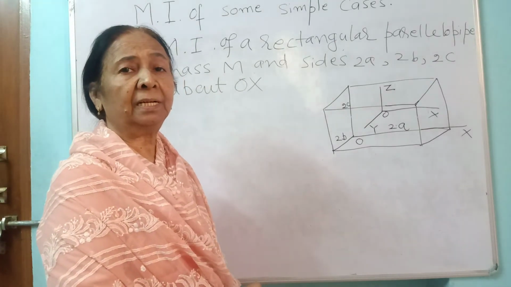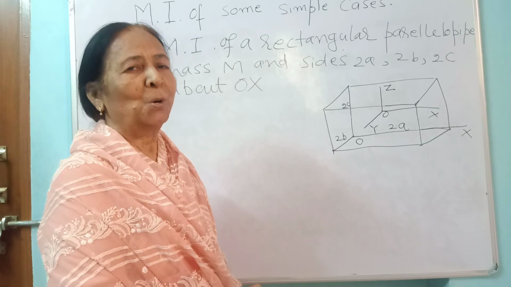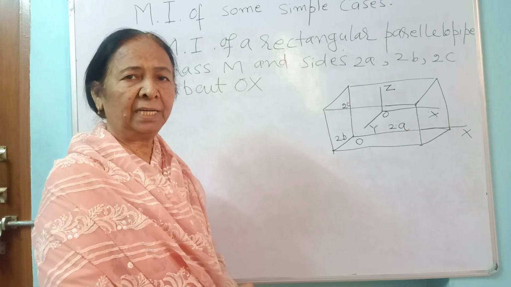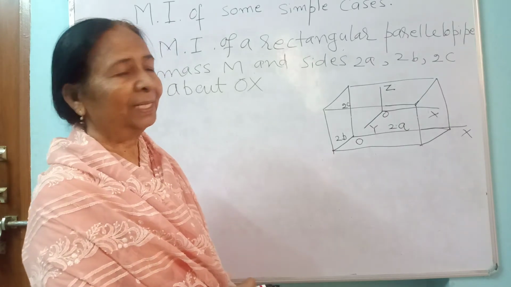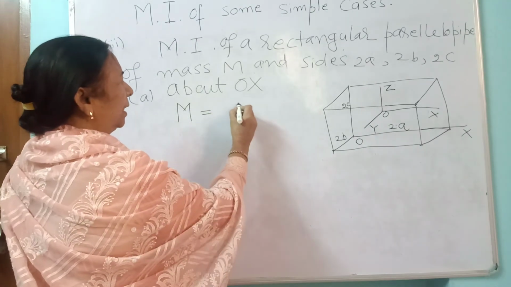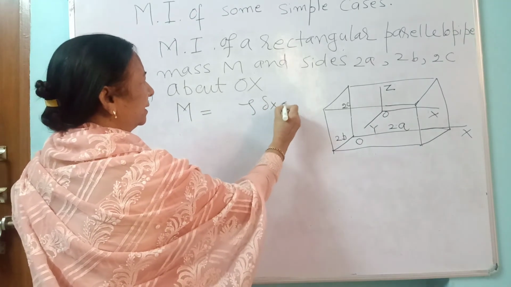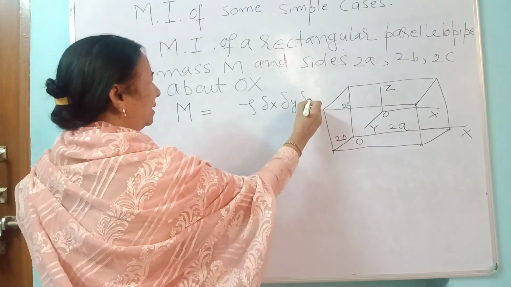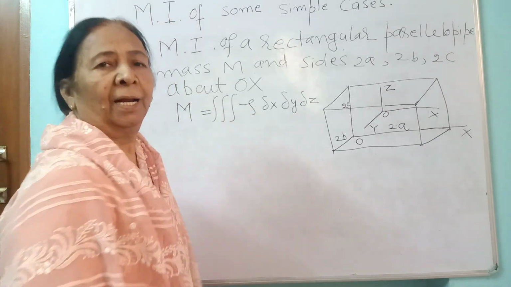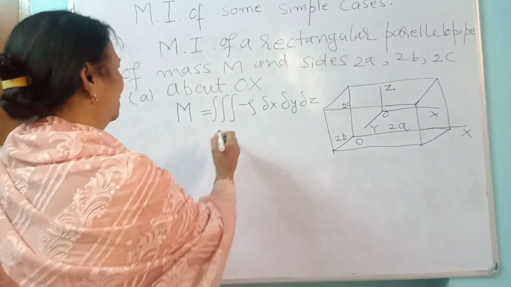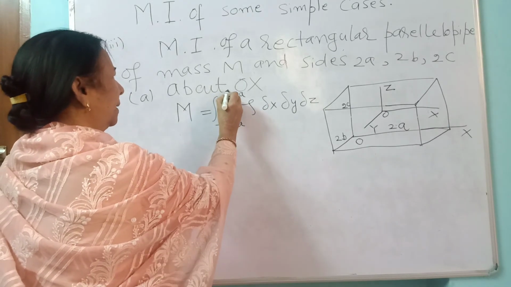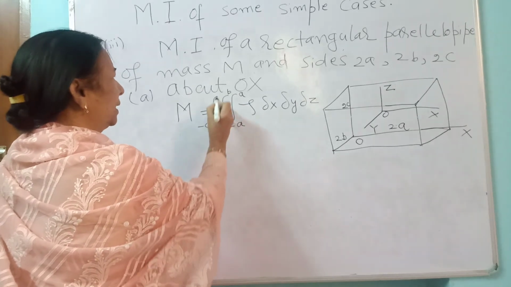We will consider our elementary mass whose length is delta x, breadth is delta y, height is delta z. So the mass M will be rho delta x, delta y, delta z with the triple integral. Now what are these triple integrals? Minus a to a, minus b to b, minus c to c.